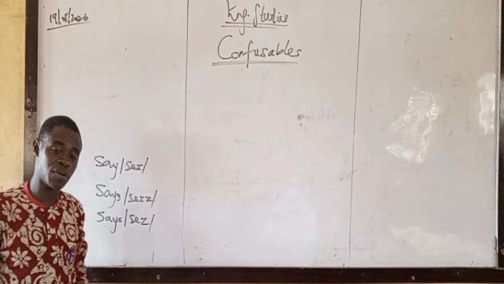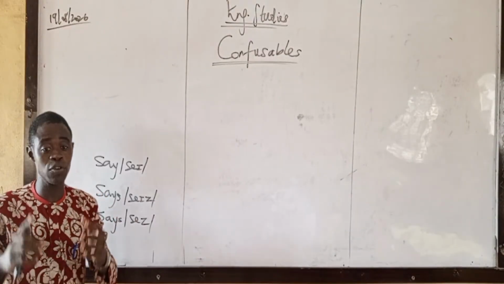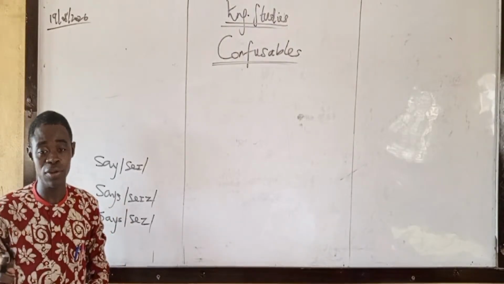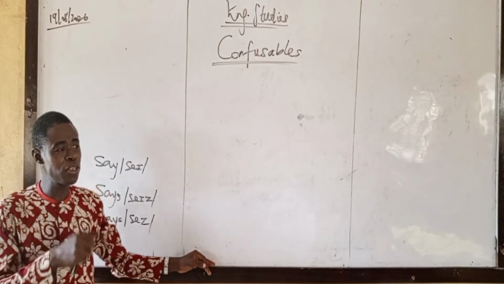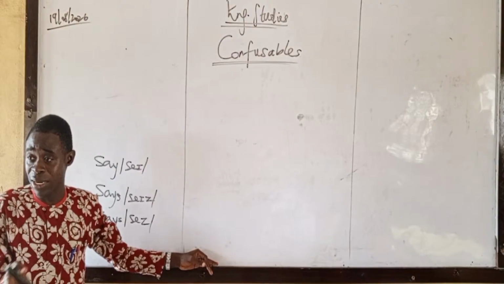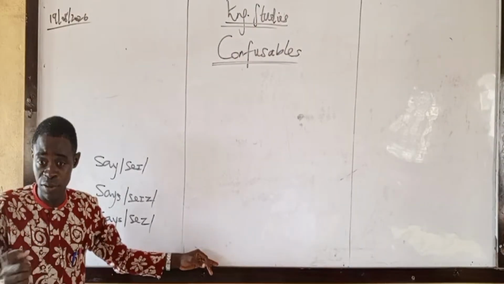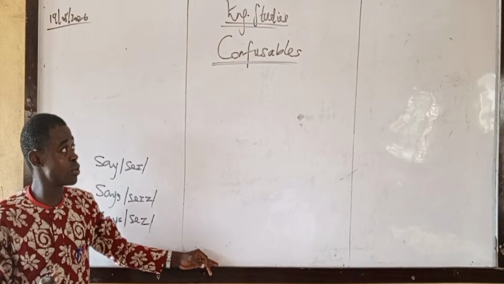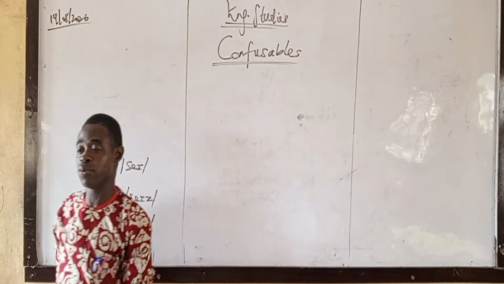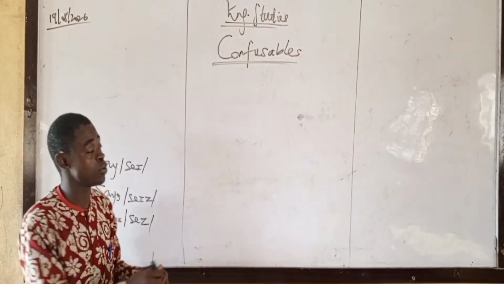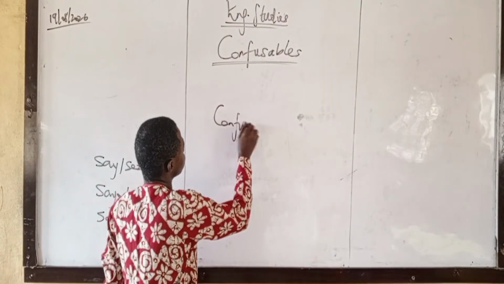I've been giving those words. I've been using them in sentences and also affecting their pronunciation. More importantly, in the process of teaching, I'll be digressing to other topics that relate to this. So if you are very wise, use some jottings to that. So let's start. Confusables. From the word confused, we have this word confusable.